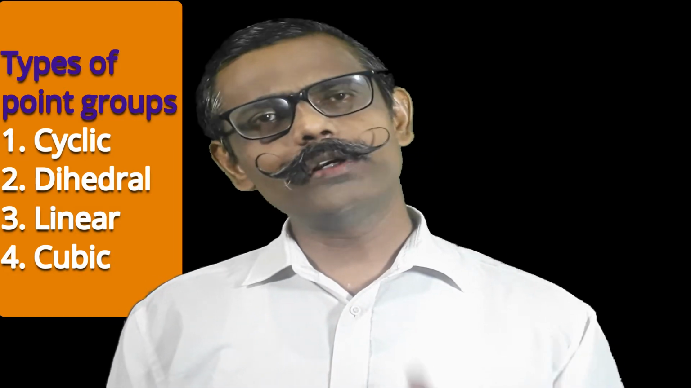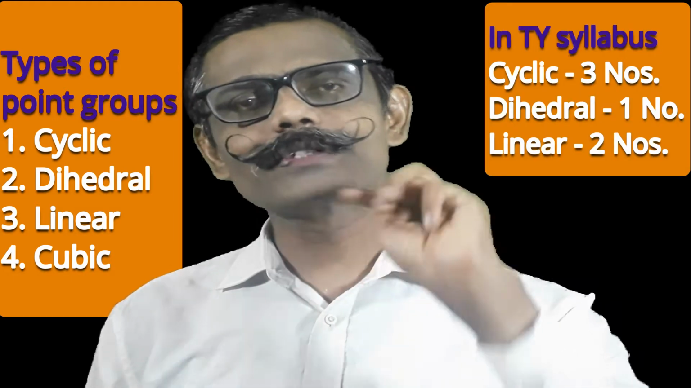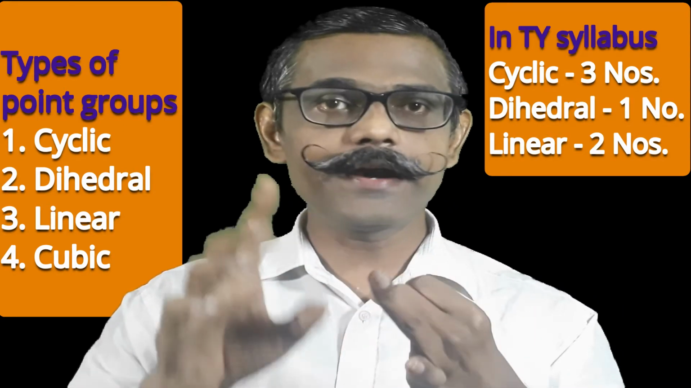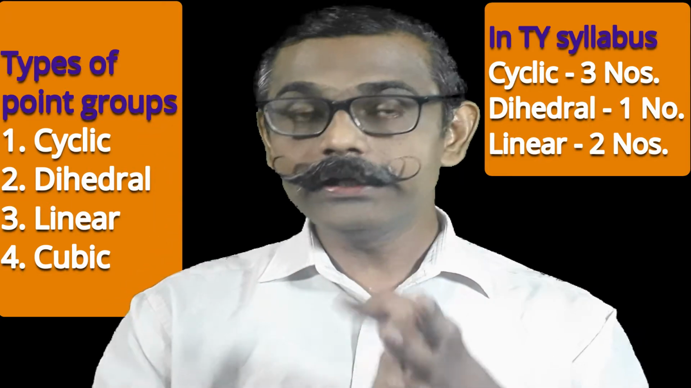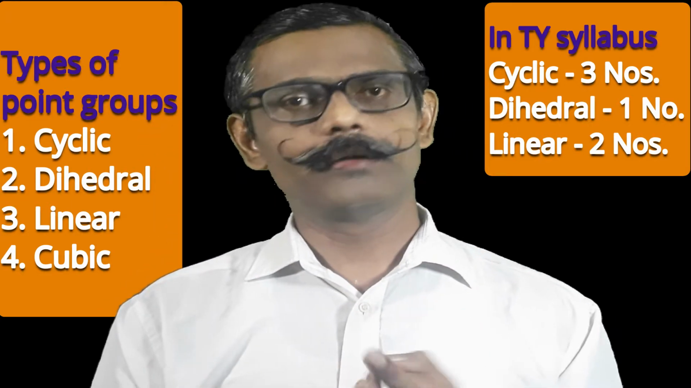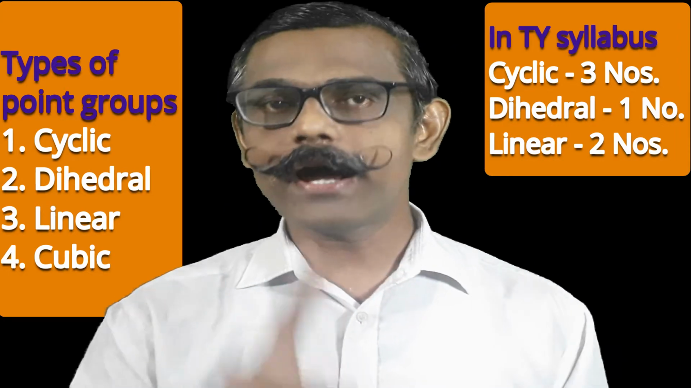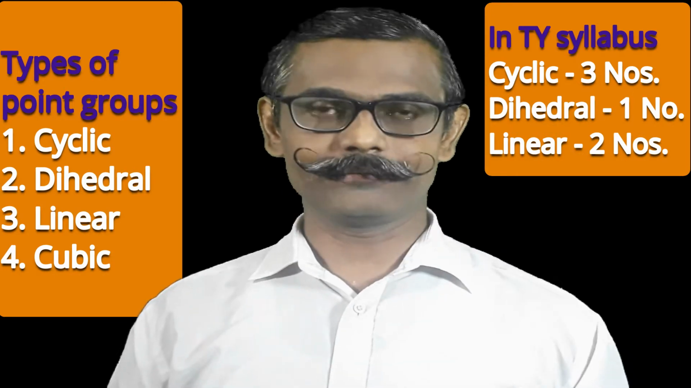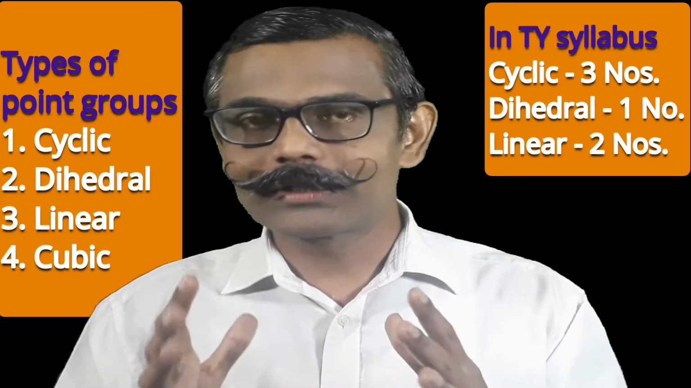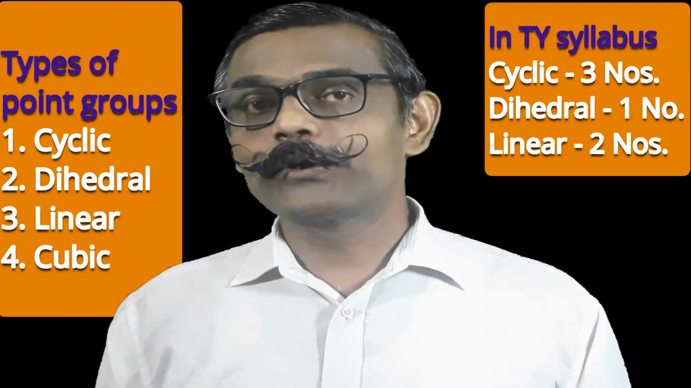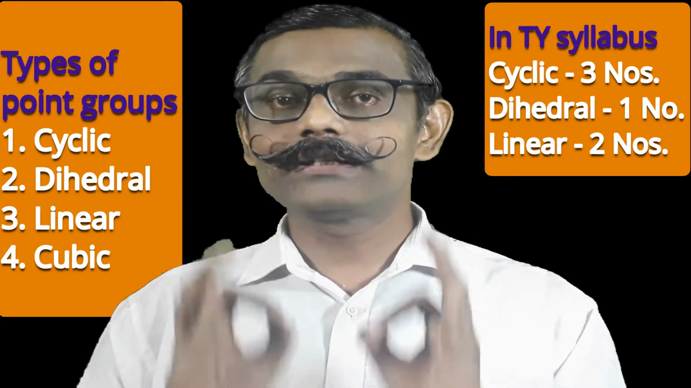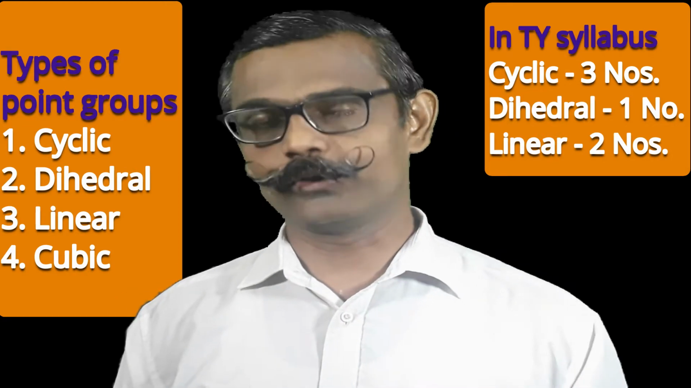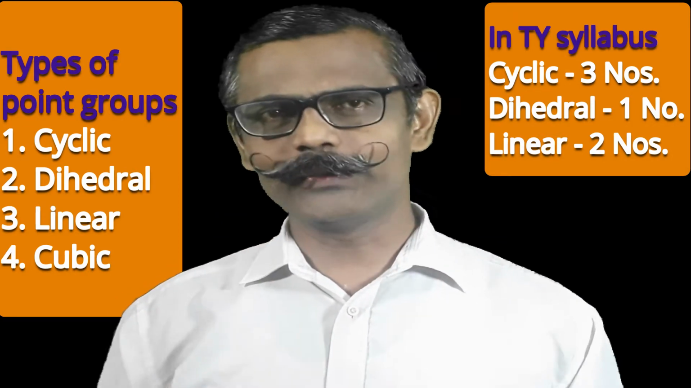Out of that, only 3 kinds of point groups are included in your syllabus: cyclic, dihedral, where the dihedral plane is excluded, and linear or higher order. For cyclic, 3 examples are there. For dihedral, 1 example is there. And for linear, 2 examples are there. Whatever rules we have studied are applicable for those point groups other than those possessing dihedral plane of symmetry or cubic kind of point groups. So for our syllabus, those rules will do.